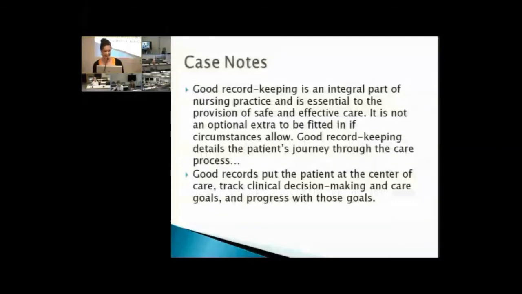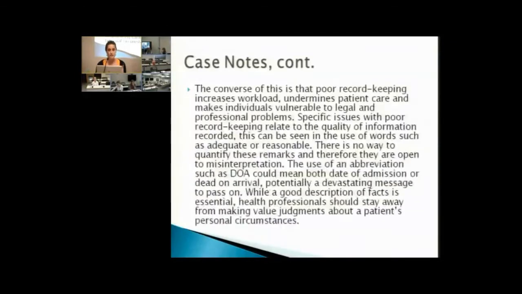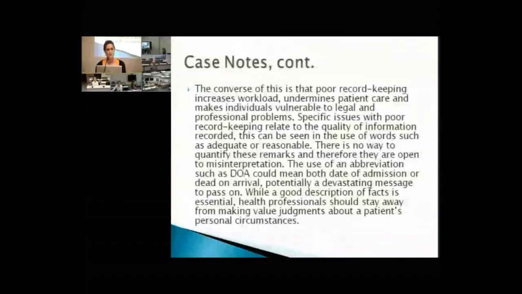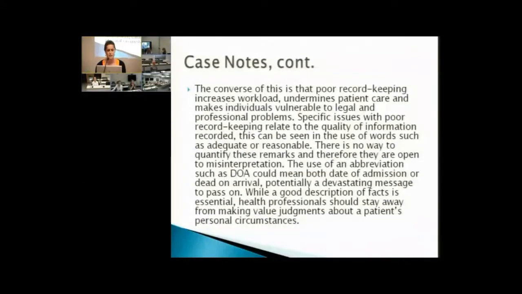Last one. And then I just want to say the converse of good record keeping. I know this is a really long slide. I'll send these out, but I just want you to hear this and think about it. The converse is that poor record keeping increases workload and undermines patient care and makes individuals vulnerable to legal and professional problems. Specific issues with poor record keeping relate to the quality of information recorded. This can be seen in the use of words such as adequate or reasonable. There's no way to quantify these remarks, and therefore they're open to misinterpretation.